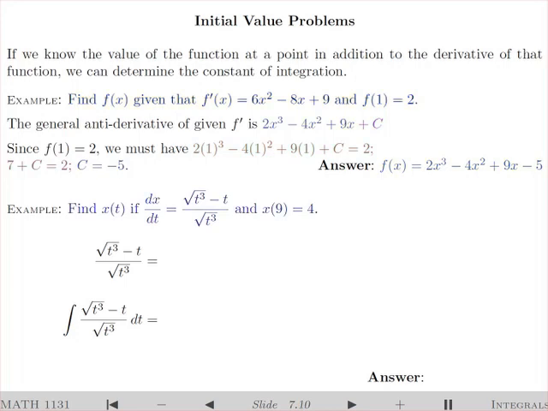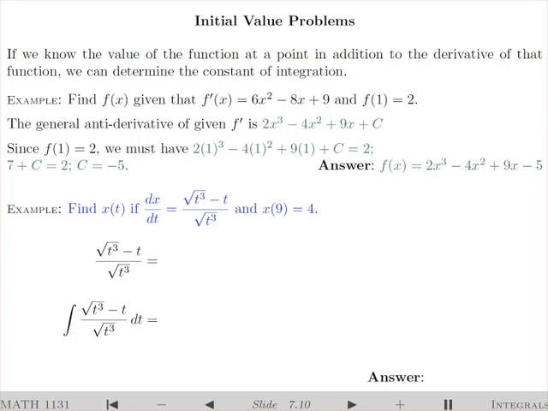Let's look at one more example. This time we are solving the initial value problem dx over dt equals the quantity square root of t cubed minus t over the quantity square root of t cubed. x is 4 when t is 9. That's what x of 9 equals 4 means.